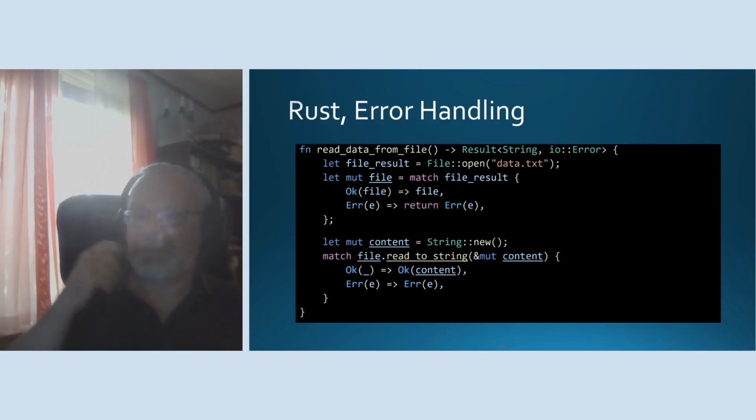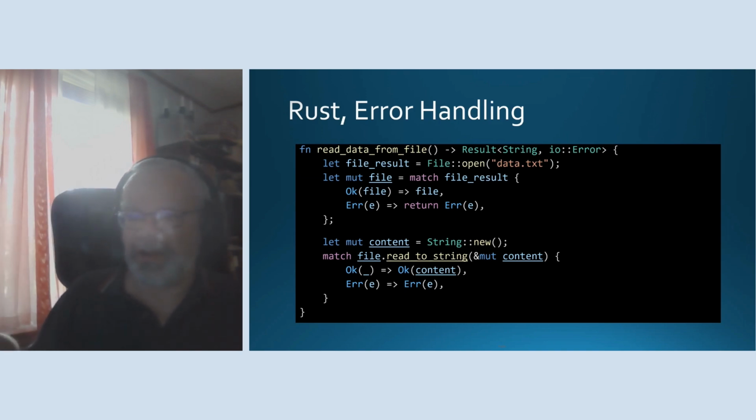So if we want to read data from a file, we have a function here that reads data from file. It will return a result string, that is the data we want to read from the file, or an IO error. We couldn't read the file, there's an error. So the first thing we do is we open the file, then we check was it okay or error. If it was error, we return that error. There's no point in continuing. If we couldn't even open the file, then we can't read it. So return if there's an error.